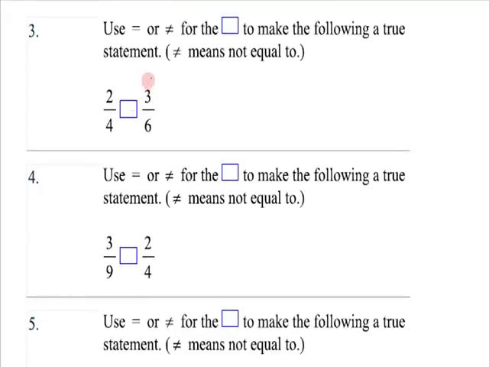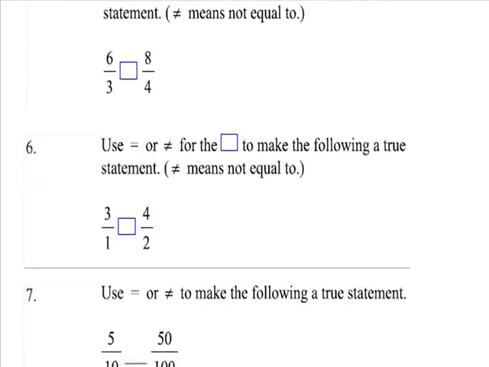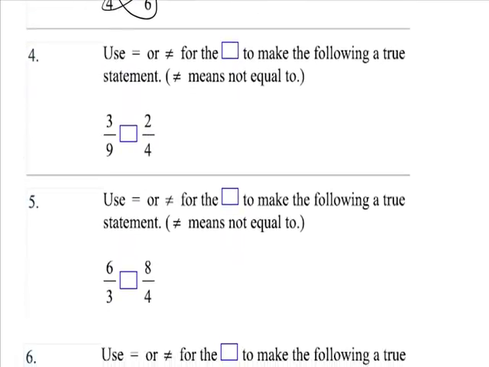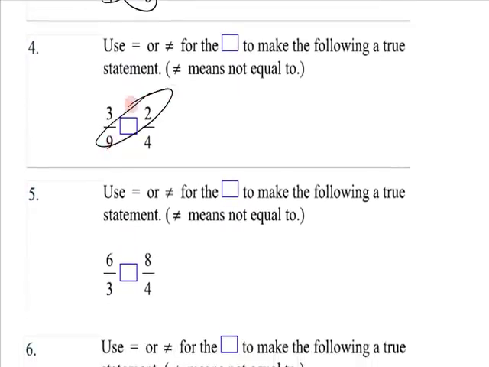All right, next one. I have 4 times 3, which is 12, and I have 6 times 2, which is 12. These two fractions are equal. All right, number 4. Let's look at our cross products. 9 times 2 is 18. 4 times 3 is 12. These fractions are not equal.